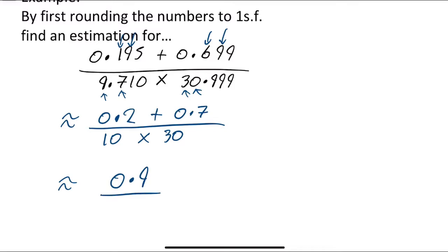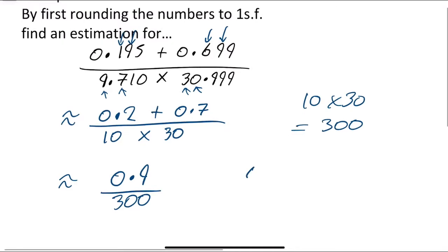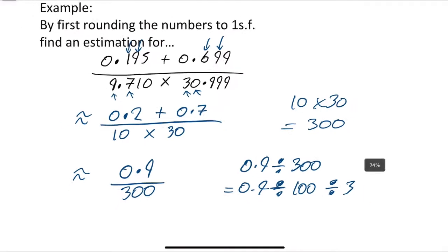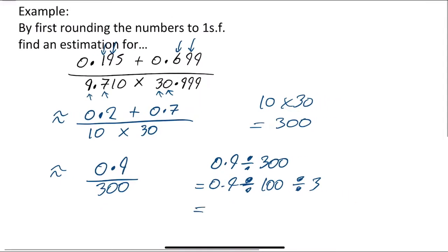And the bottom line is 10 times 30. Again, to do 10 times 30, dead easy. Multiplying by 10, you just add another 0. So that's what you've got. So 0.9 divided by 300. So to do this, really what I'm going to do is split the 300 up. I'm going to divide by 100 first, and then I'm going to divide by 3. You could have done it the other way and it would have worked just the same.